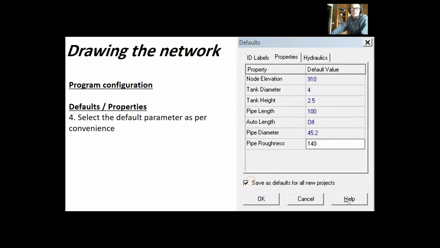If the whole system is PE, maybe 140 is good for all the pipes, and you don't have to change it anymore. And also important that you switch off the auto length so that you can draw your network free and you don't have to be too much precise.